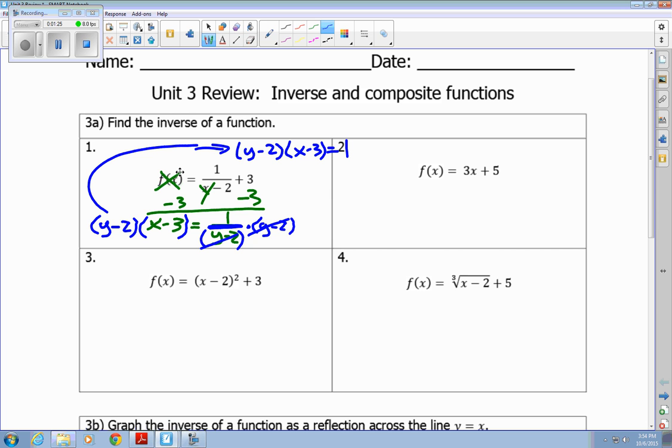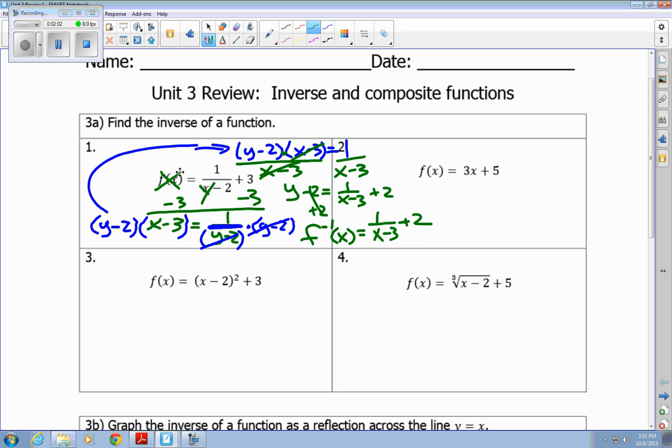Now, since the y is out of the denominator, we can concentrate on moving every term and expression away from y. So in between both parentheses is a multiplication. Easiest if we just divide by x minus 3 here. That moves x minus 3, and then we have y minus 2 equals 1 over x minus 3. We're going to add 2, and the problem started out f of x, so we should do inverse of f of x equals 1 over x minus 3 plus 2.